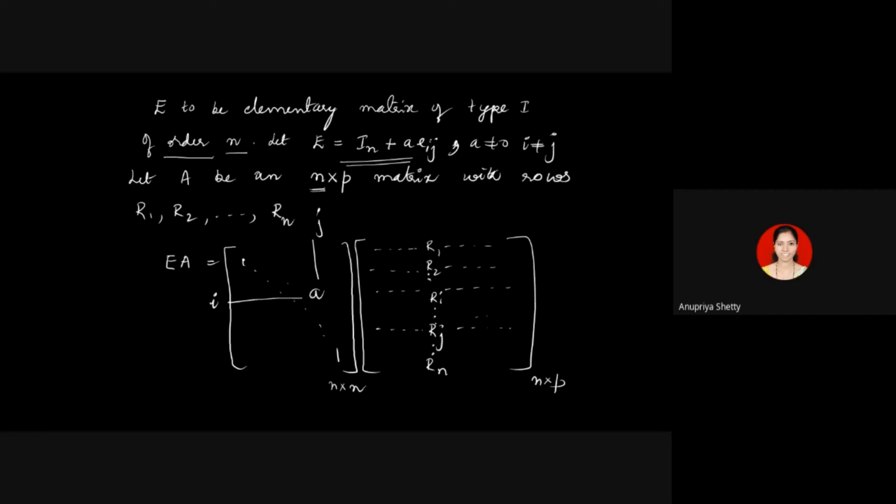Now consider the first row. I have to find out what EA is. Remember, I have to find out what E into A is. What will be the first row? How do you get the ijth entry of the product matrix?